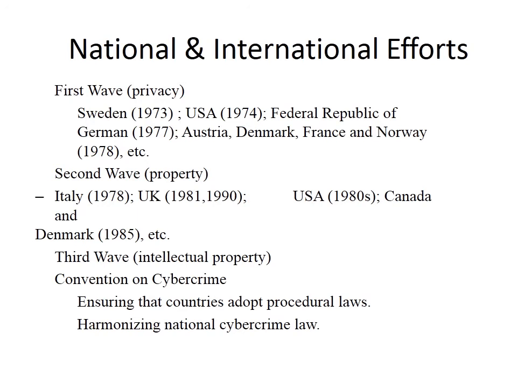The first wave is based on privacy. Sweden, Germany, US were the countries that initiated these laws. And the second wave includes property, which was initiated in Italy, UK, USA as well as Canada, Denmark. And the third wave is all about intellectual property, or the copyrights. Convention on Cybercrime, ensuring that countries adopt procedural laws, harmonizing national cybercrime law. That's the main initiative of all countries. Most of the countries have taken steps so that intellectual property rights or copyrights are maintained.